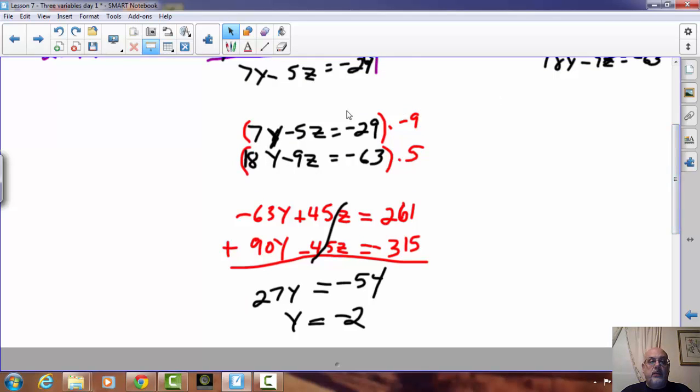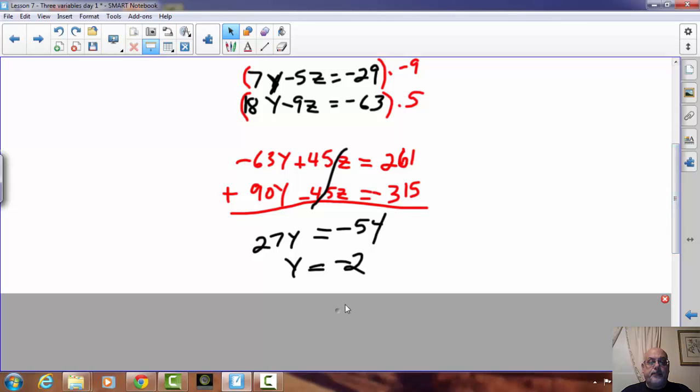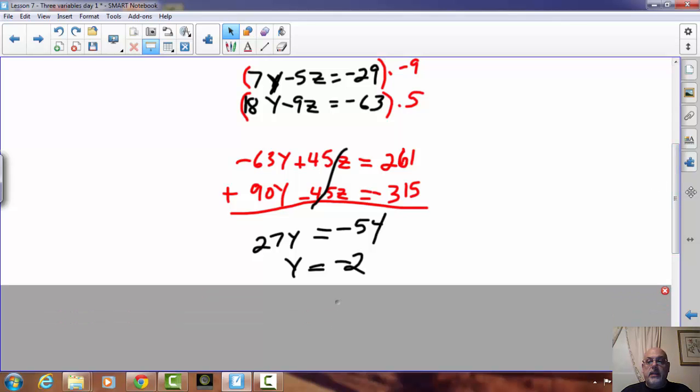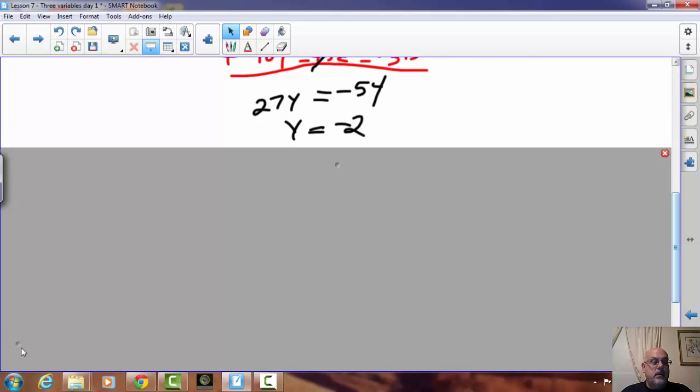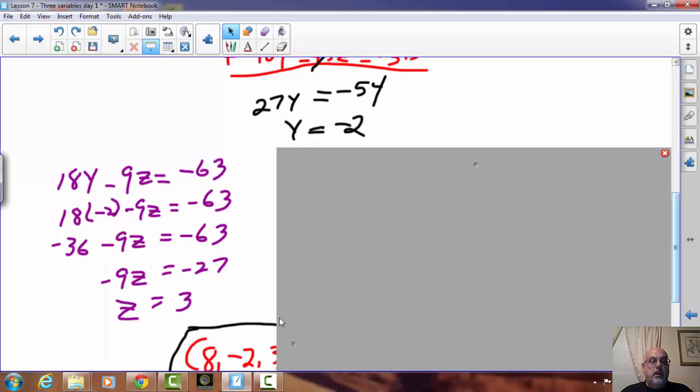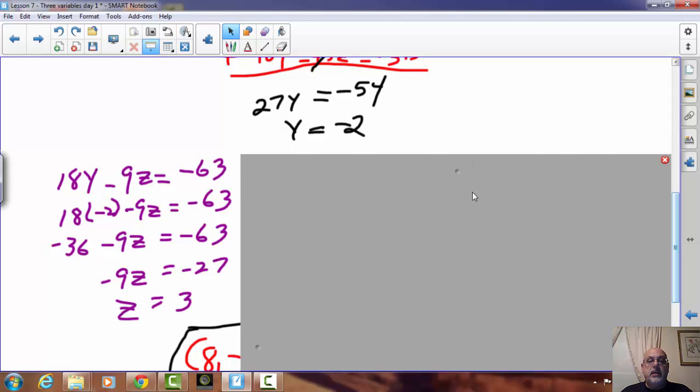I'm going to go back to one of these two original equations here. Right? So I have to go one level up from here, pick one of them, and find z, which is what I did on the left. Over here, I use the 18y minus 9z equals negative 63. The negative 2 goes in for y. And I solved that. I found out z was 3. Alright, so now we're moving along. We know what y is. We know what z is.